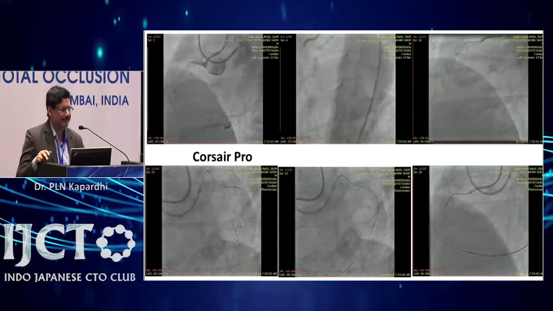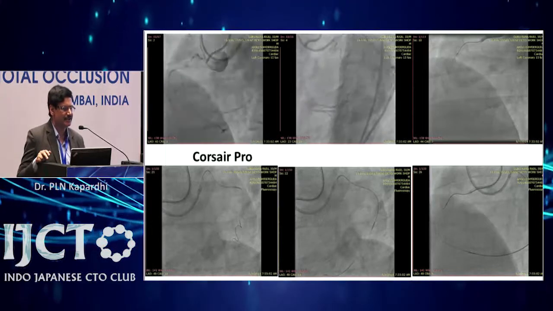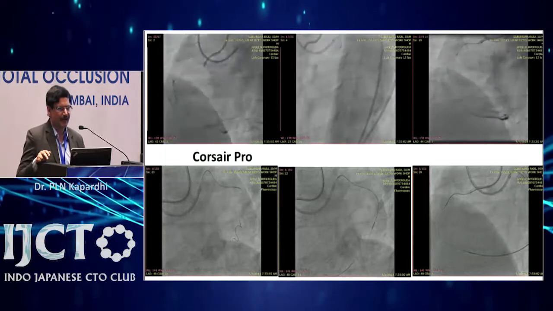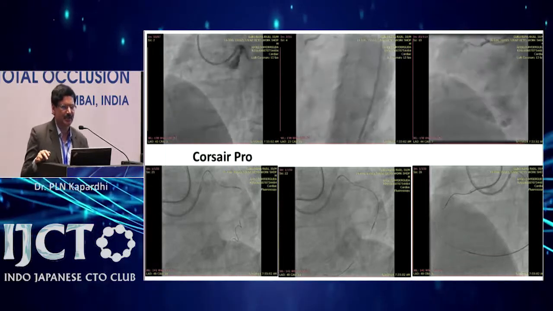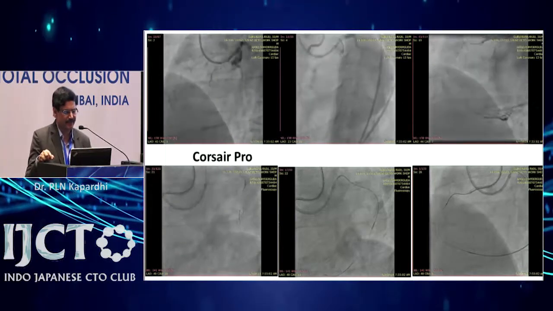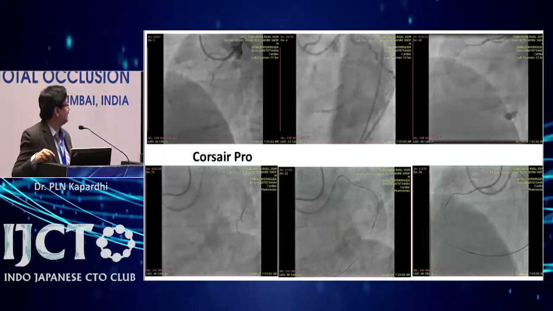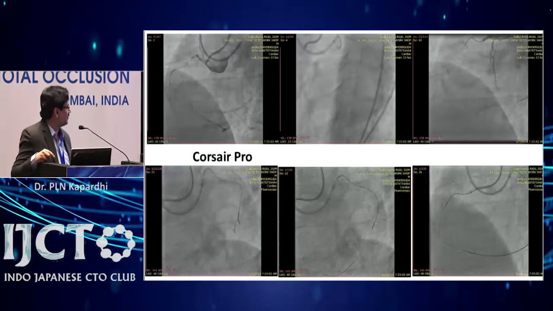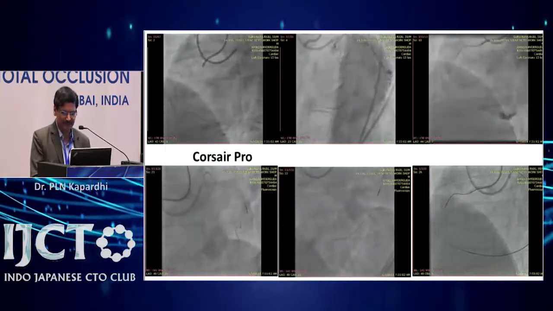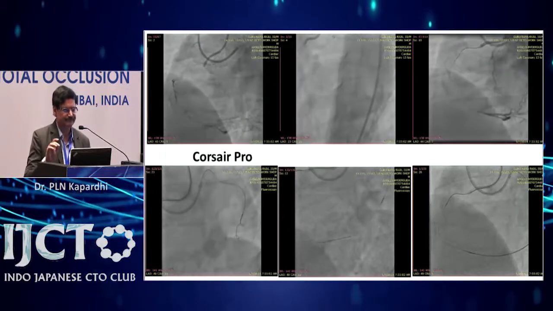This is another case, another technique, where the RCA is associated with some micro channels as well as long tortuous anatomy. Here you can see how the epicardial collaterals are being used, and through the Cyan how the Corsair is tracking. In the tortuous collateral you can see how the Corsair is tracking, and ultimately we completed the procedure by means of a combined antegrade and retrograde approach.